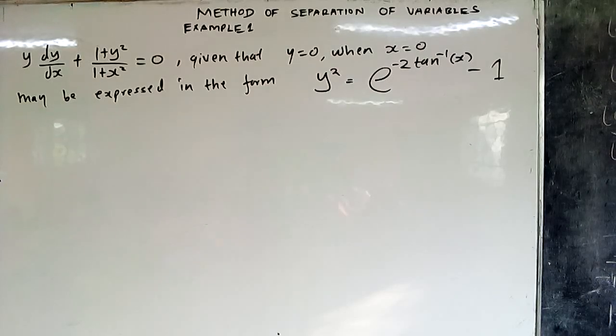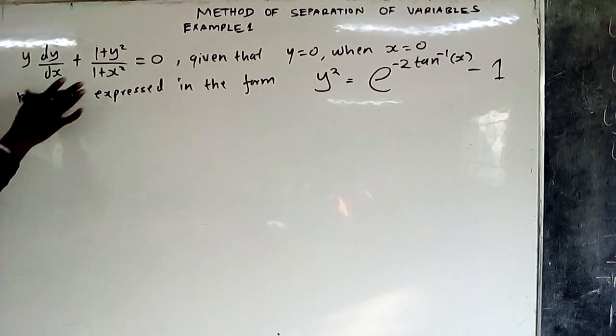So example number 1 on differential equations. That is a problem of the method of separation of variables to solve the first order differential equation. We are told to show that the solution of the differential equation y dy over dx plus (1 plus y squared) over (1 plus x squared) is equal to 0, given that y is 0 when x is 0, may be expressed in the form y squared is equal to e to the power of negative 2 tan inverse of x, all minus 1.